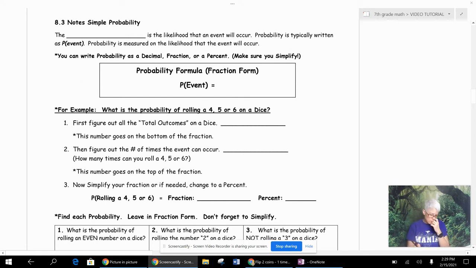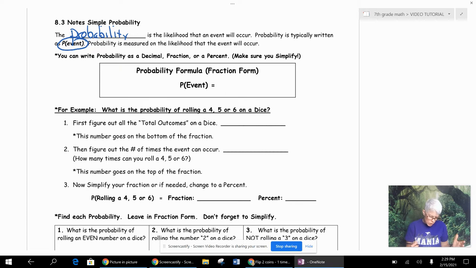So in your notes, the very first thing is the word probability. Probability is the likelihood that the event will occur. Probability is typically written like this. And so I need to point that out. You won't have to write that out that often, but I want you to be aware of it.